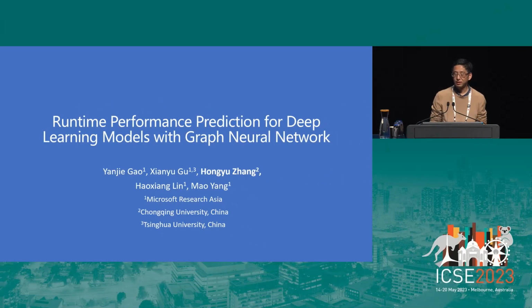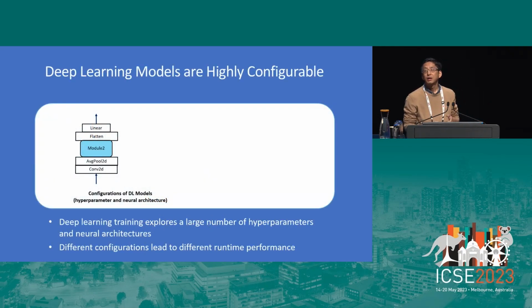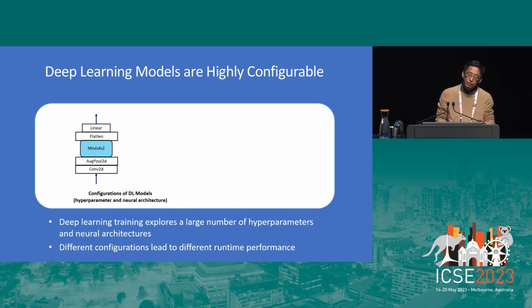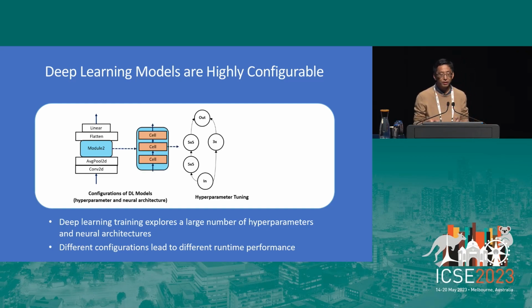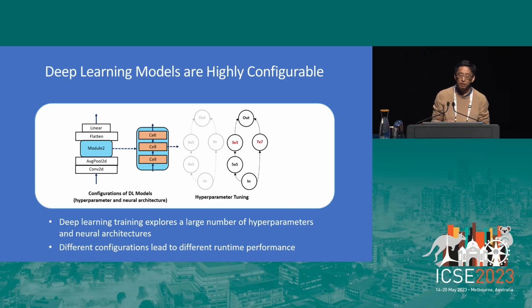My name is Hong Yu Zhang. This work was done at Microsoft Research Asia. So basically many people are working on configurations, right? For deep learning models, we also have many configurations. Sometimes we call them hyperparameters or different architectures. For example, different architecture styles, different numbers of hidden units, different numbers of layers, different batch sizes, different numbers of input channels, and so on. So for a deep neural network, we also have many possible configurations.